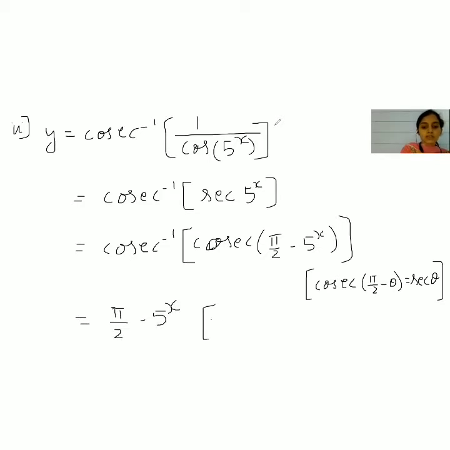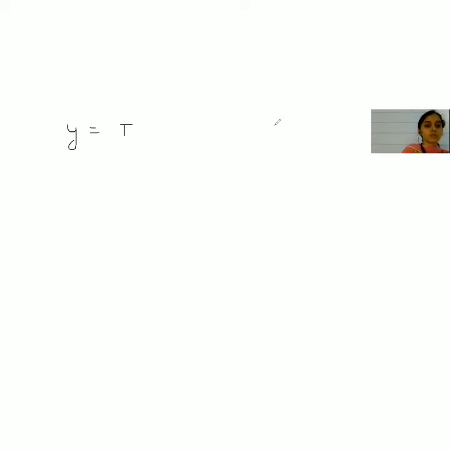How do we get this? Since we can write in bracket cosec inverse of cosec theta is equal to theta. Theta over here for us is pi by 2 minus 5 raised to x. Now our function has reduced to y equal to pi by 2 minus 5 raised to x. We'll take dy by dx of this. So dy by dx is equal to pi by 2 is a constant, so that will be 0, minus 5 raised to x, that is 5 raised to x log of 5. So this is your derivative for the second question.